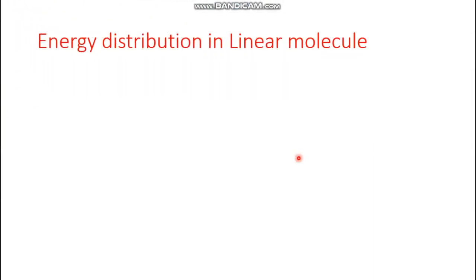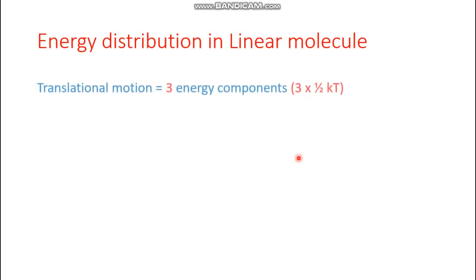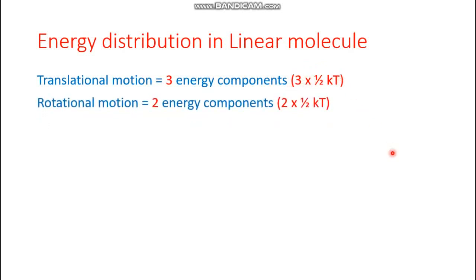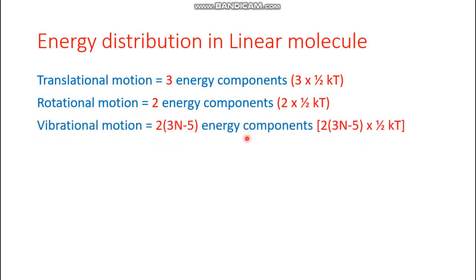Now, energy distribution in a linear molecule. For a linear molecule, translational motion has 3 energy components. Therefore, the overall kinetic energy contribution is 3 into half kT from translational motion. And for rotational motion, it has 2 energy components. Therefore, 2 into half kT. Now, what about vibration? Vibration should be 3n minus 5, but it has been multiplied by 2 because it has 2 components. One is kinetic, another is potential. Therefore, it is multiplied by 2.